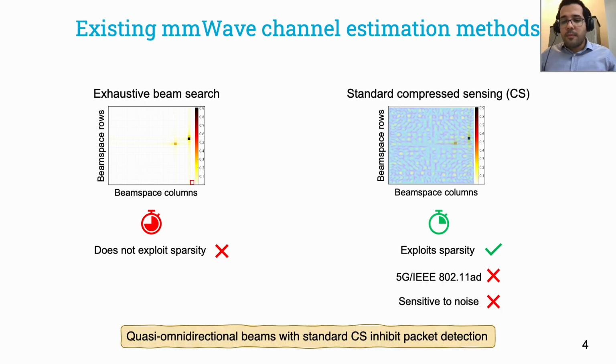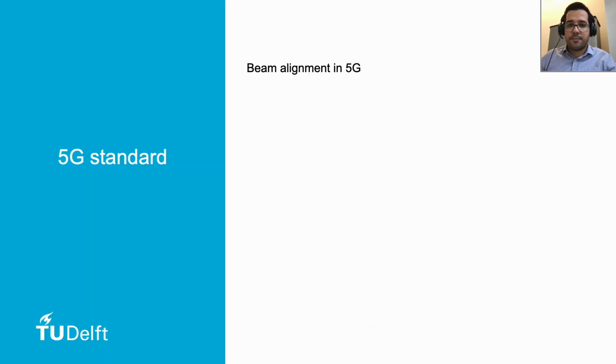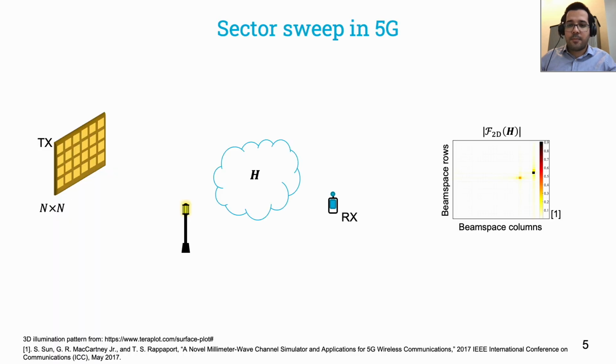Today, I will explain our proposed method that exploits sparsity in the beam space while addressing the low SNR issue with standard CS in 5G. Our proposed method can be integrated well into the 5G standard. So, first let's see how beam training in 5G works. Beam training in 5G has two main phases.